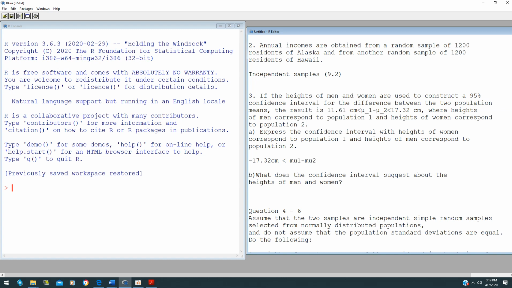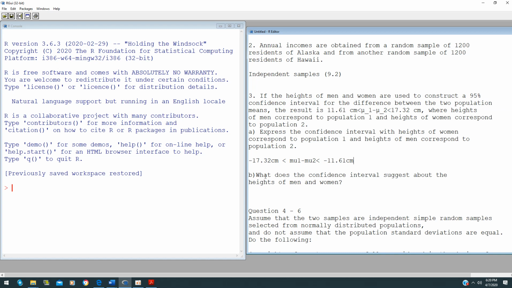So we are still using mu1 minus mu2 here, not mu2 minus mu1, because this question already tells us that the first population is women and the second population is the men. So you don't use mu2 minus mu1 like what we had in question 3. And then it's going to be negative 11.61 centimeters. So this is what you do when you interchange your population. Your confidence interval will be interchanged. Your sign will be opposite, meaning positive becomes negative and negative becomes positive, and then you still use mu1 minus mu2 for this case.